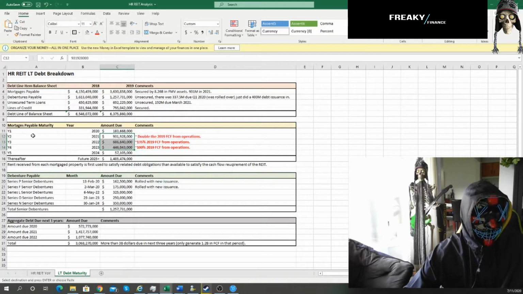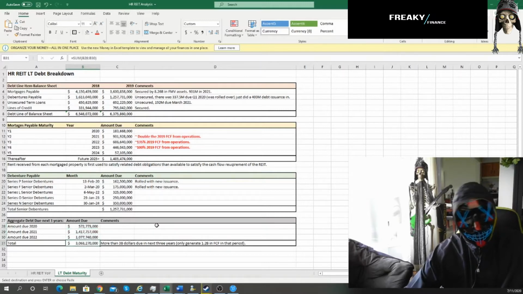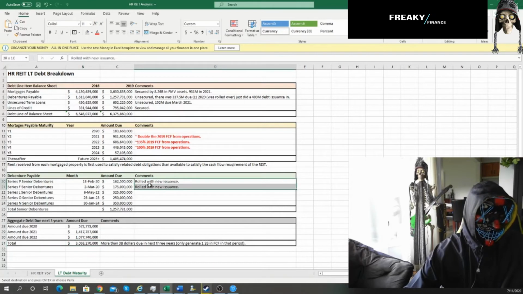You can see that in 2021, there's going to be quite a bit come due. At the bottom here, to sum it up, you can see it goes from $572 million due in 2020 to $1.4 billion due in 2021, $3 billion over the next 3 years, but they only generate $1.2 billion in free cash flow in the time. So that tells me they're going to roll the debt. And they already did roll the debt for 2020.